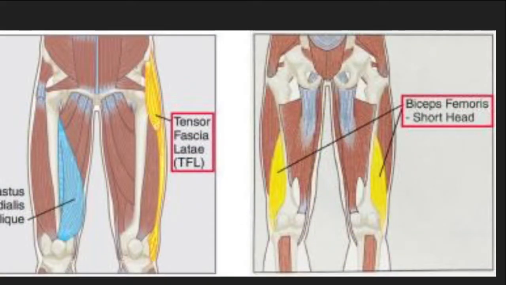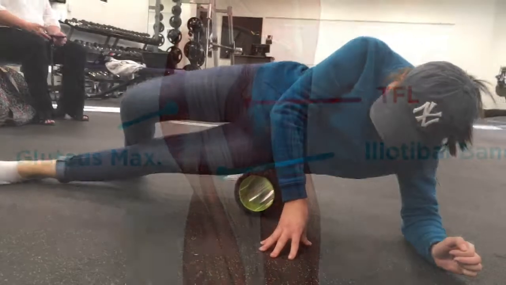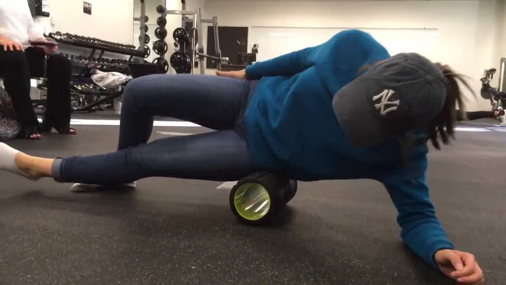Our client is currently experiencing tightness in the tensor fasciae latae, biceps femoris short head, and the adductor complex. These are all commonly overactive and can be tight as a result. We start with the tensor fasciae latae, the first step in the corrective exercise continuum, which is inhibit.